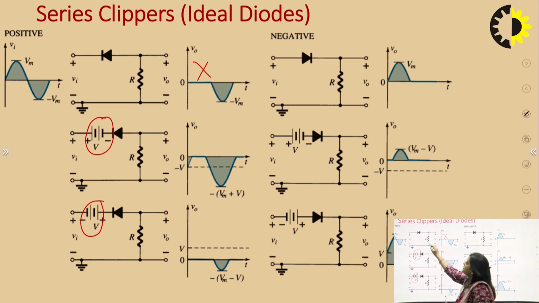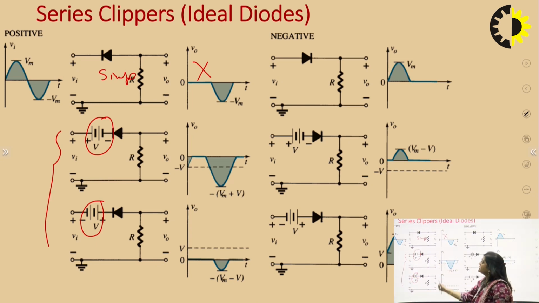So this is the simple clipper, and these are the biased clippers, and all these are positive clippers because the positive cycle has been completely removed. And these are the negative clippers because there is no negative cycle here. The negative cycle has been completely removed, only we are getting the positive cycle here. So these are the negative clippers because the negative cycle has been removed. This is the simple negative clipper, and these are the biased negative clippers. And all these diagrams belong to the series clippers because the diode is in series with the power supply.